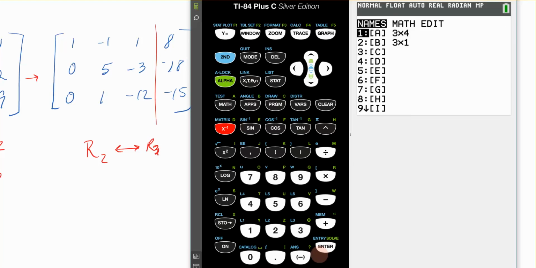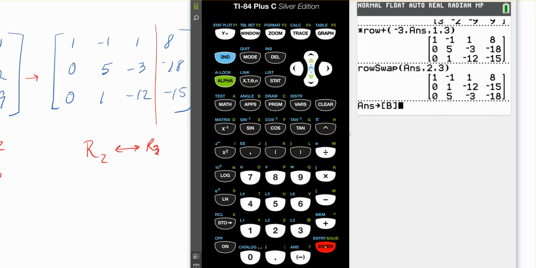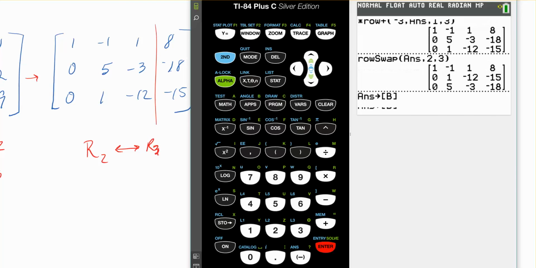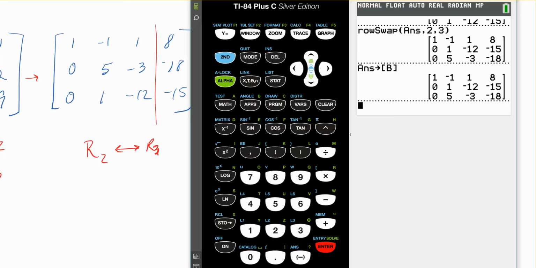I want to store it in matrix. In case I mess up, I'm going to store it as matrix B. That way I don't have to re-enter matrix A. So I'm going to hit enter, and I'm going to hit enter. So all it did is I'm now going to start referring to the matrix that I'm using as matrix B. It just saved my work is all I did.